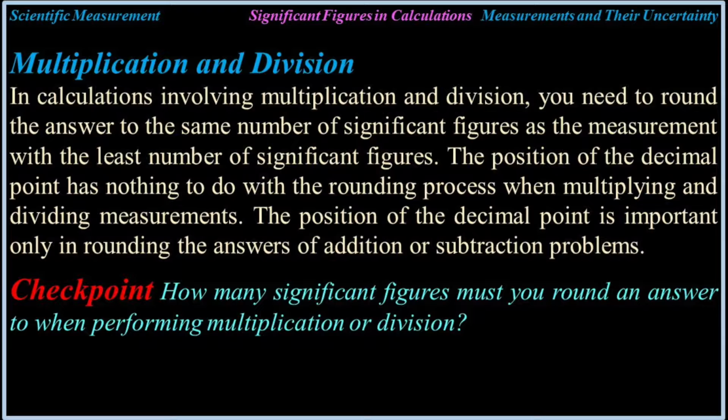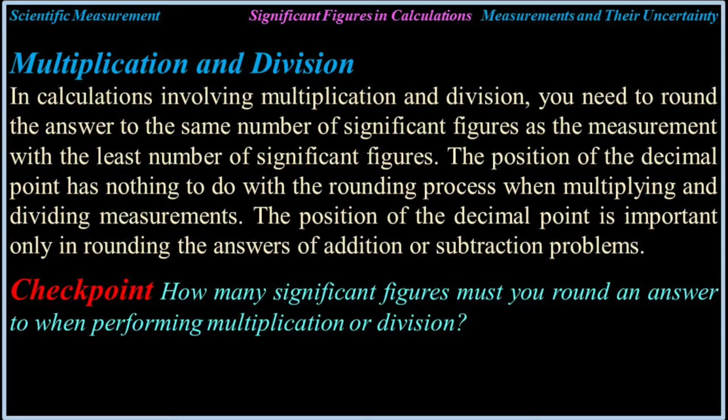Multiplication and division. In calculations involving multiplication and division, you need to round the answer to the same number of significant figures as the measurement with the least number of significant figures. The position of the decimal point has nothing to do with the rounding process when multiplying and dividing measurements. The position of the decimal point is important only in rounding the answers of addition or subtraction problems.